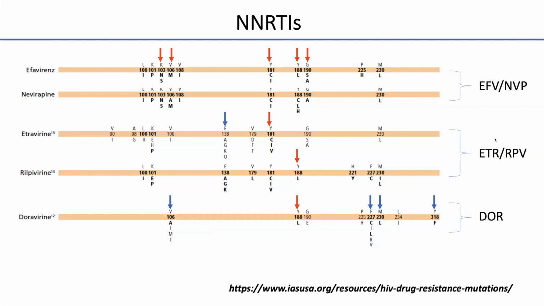Alone, Y188L is associated with the highest levels of reduced susceptibility. Several pairs of mutations that include either a mutation at position 106 or a mutation at 227 with one other drug resistance mutation are associated with very high levels of reduced doravirine susceptibility.